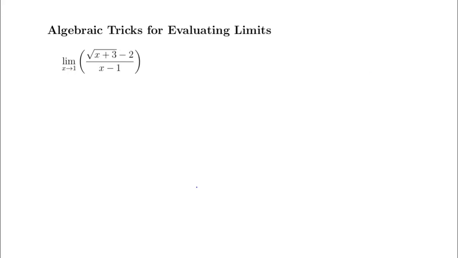All right, here's another way that we can do this. What you'll notice is if you just plug stuff in, you're going to get 0 over 0 here. Square root of 4 minus 2 over 1 minus 1. Oh no, 0 over 0 again. Indeterminate. Maybe it exists. Maybe it doesn't.